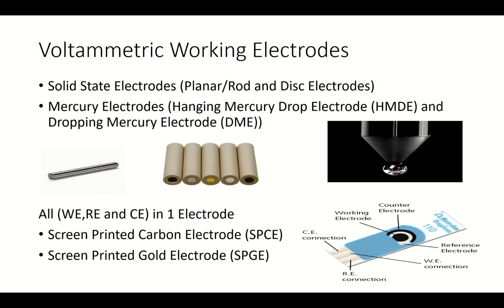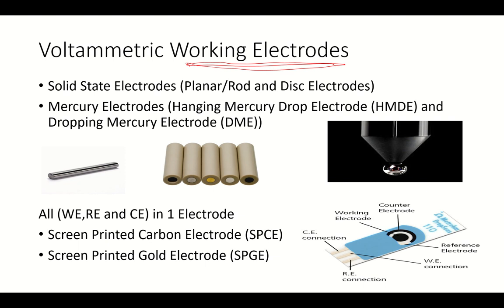Now look at the voltammetry working electrode. This is very important. All the measurement is carried out on what is happening on the working electrode. There are three electrodes: the working electrode, reference electrode, and counter electrode, but what is happening on the working electrode is what will be measured and quantified.